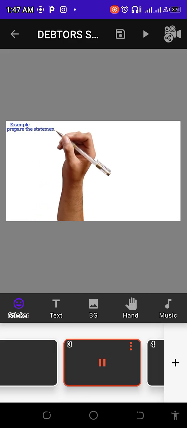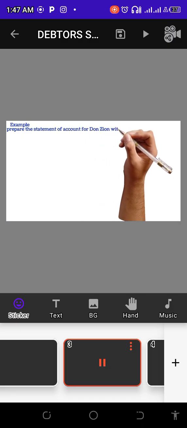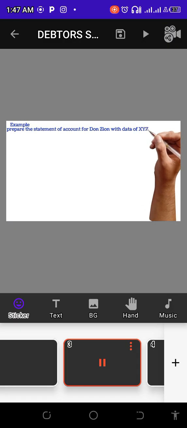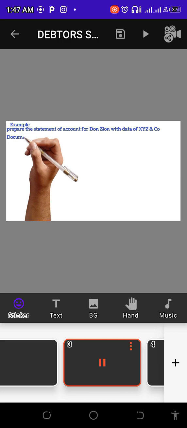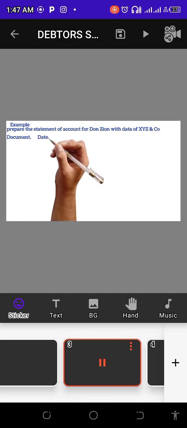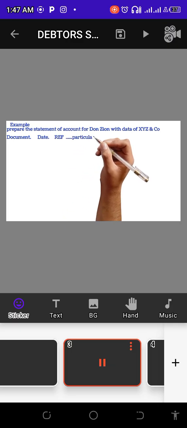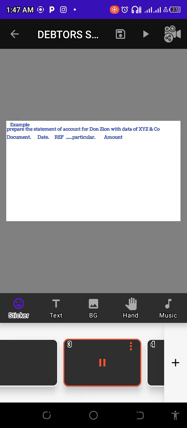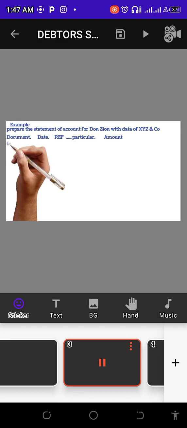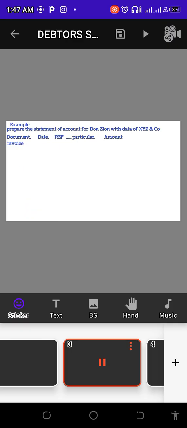We prepare the statement of account for Don Zion with the data of XYZ and Co. Now, Don Zion is the supplier, XYZ and Co. is the debtor or the credit customer. And so we begin by taking a look at the question, the information given to us. They gave us the document, the date, the ref number, the particular, and the amount.